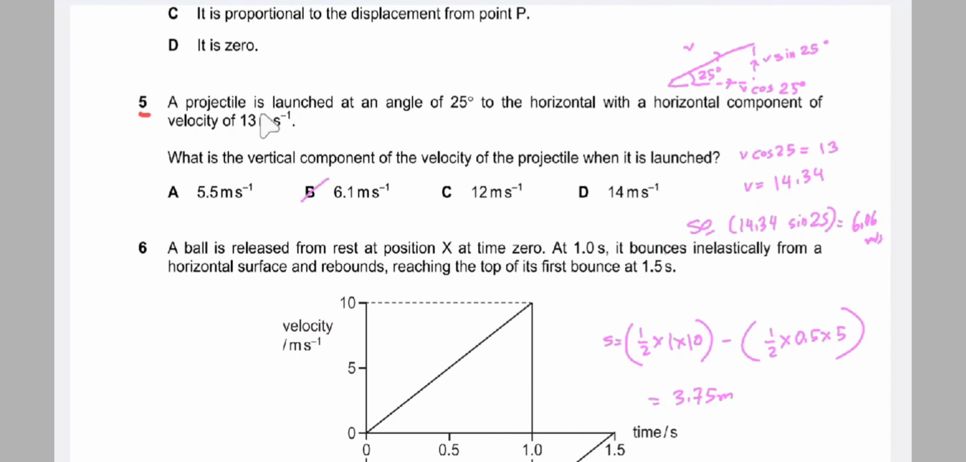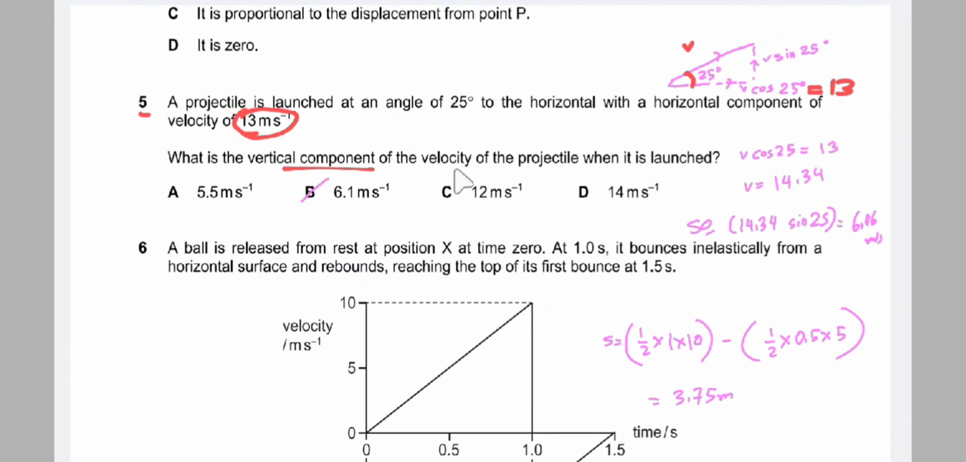Number 5. A projectile is launched at an angle of 25 degrees to the horizontal with the horizontal component of velocity 13 meter per second. So the projectile is launched at an angle of 25 degrees to the horizontal, and it is given that the horizontal component of velocity is 13. If we divide this velocity into its components, the horizontal component becomes v cos 25, and the vertical component becomes v sin 25. And it is given that the horizontal component is equal to 13.